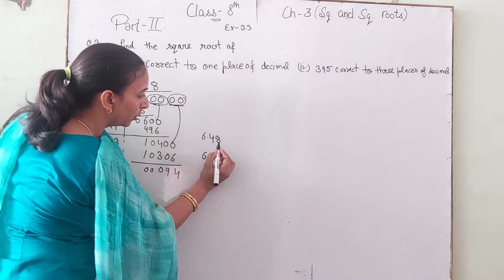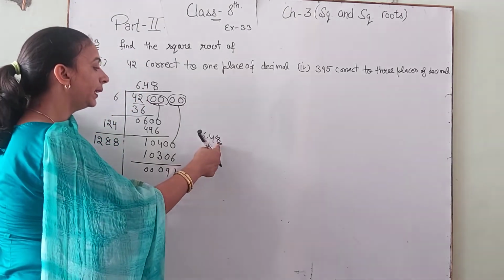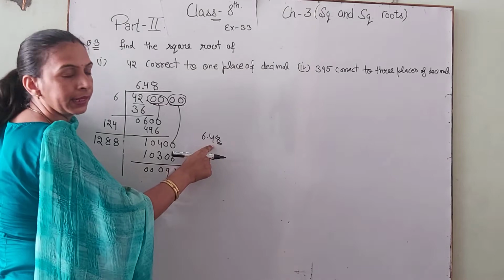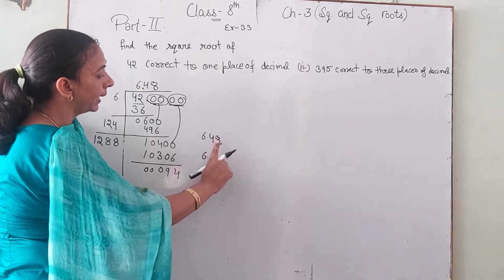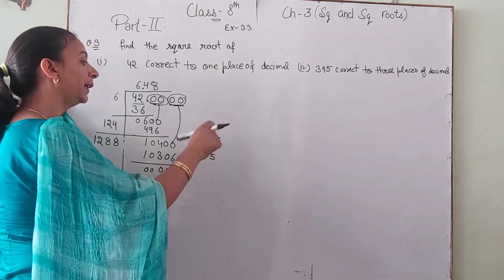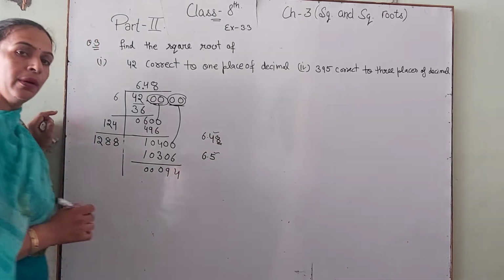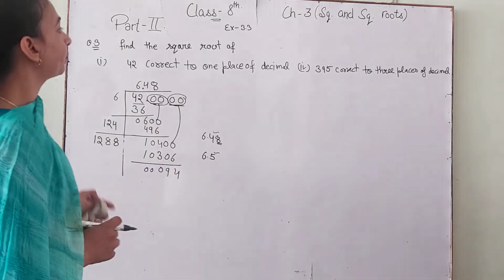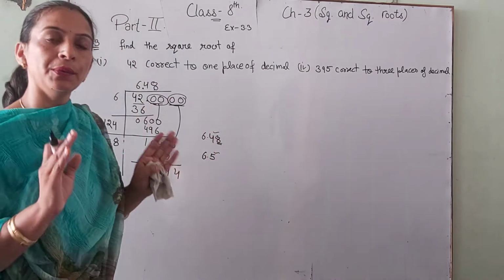Students, if we remove this digit and it is greater than 5, then we take one greater in the previous digit. So in place of 4, we write 5. If we don't take 8, then we write 6.5. But if we write 6.48, that is also correct and this is also correct. Then the fourth part of this, do all the questions of the same type.